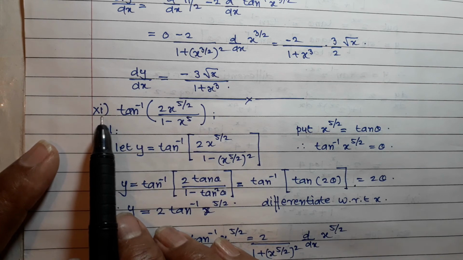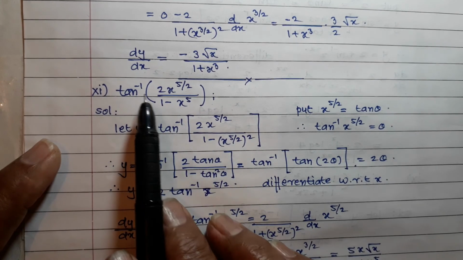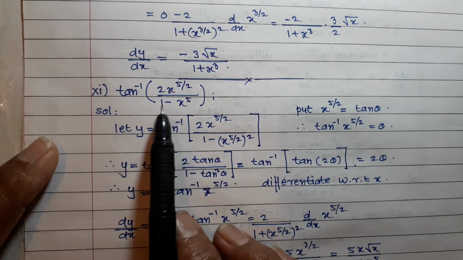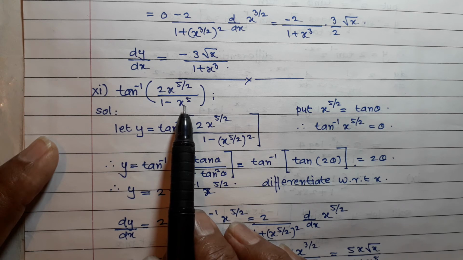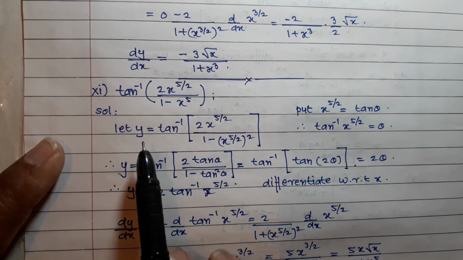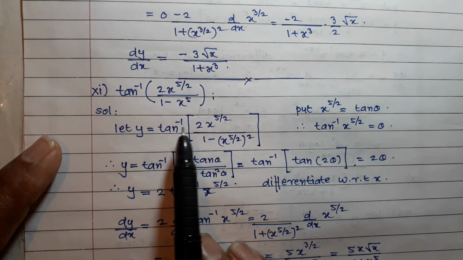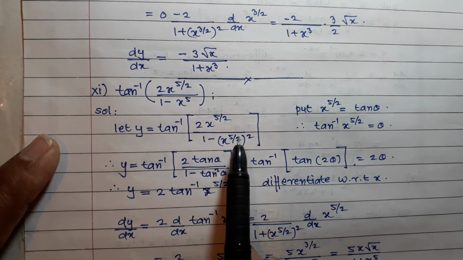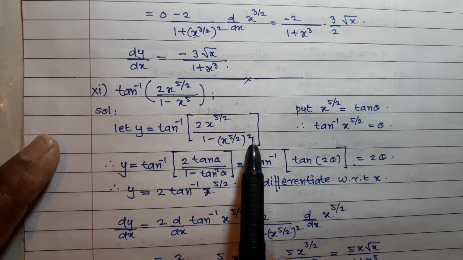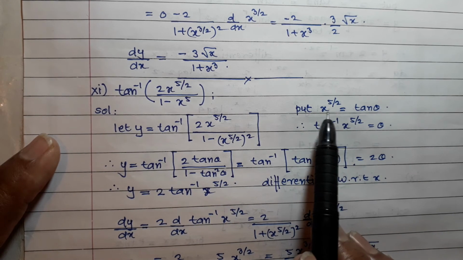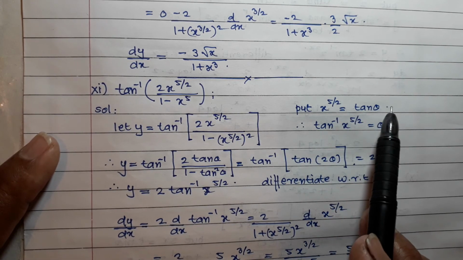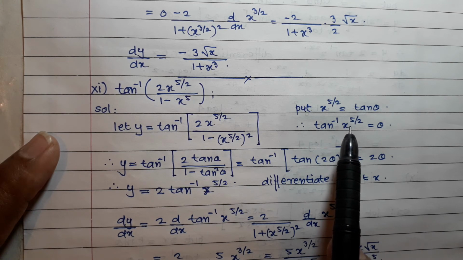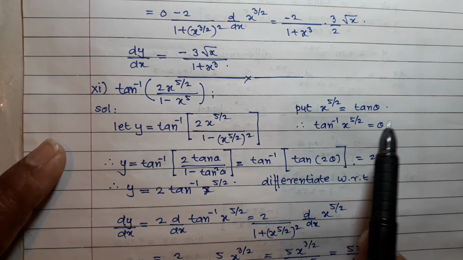Question number 11. Tan inverse of 2x raised to 5 upon 2 upon 1 minus x raised to 5. Okay, so let y is equal to tan inverse of 2x raised to 5 upon 2 upon 1 minus (x raised to 5 upon 2) square. Put x raised to 5 upon 2 is equal to tan theta, and therefore tan inverse x raised to 5 upon 2 is equal to theta.